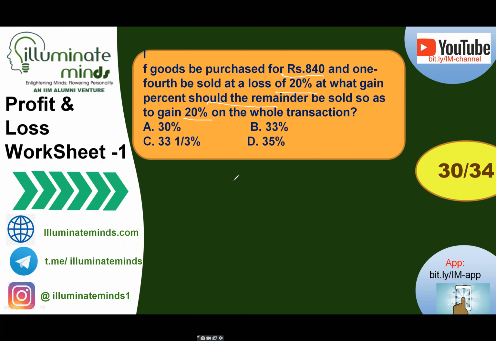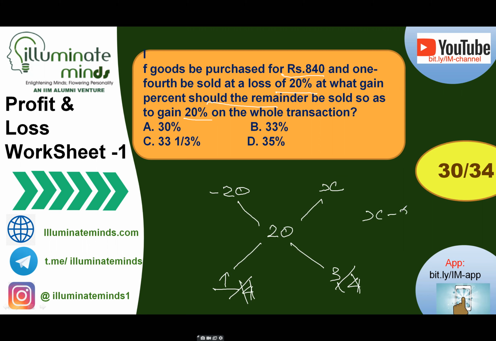We'll do this by allegation. So 20% loss, 20% profit. How much on the rest? I don't know. But 1 by 4th was sold for 20% less, and 3 by 4th sold for X% profit. So this is 1:3. I will employ the allegation over here. So X minus 20 is equivalent to 1. 20 minus 20 is equivalent to 3.